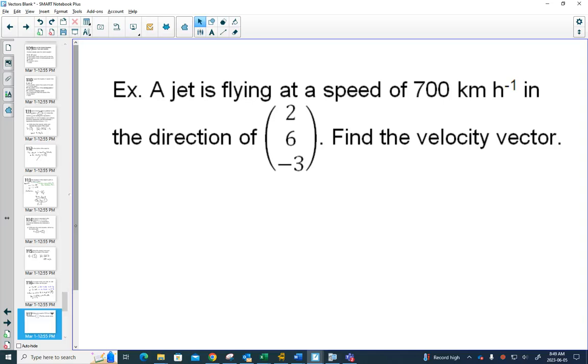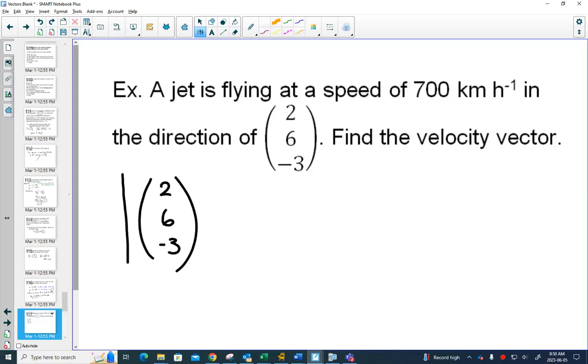Okay? Now, here's a jet flying at a speed of 700 kilometers in the direction of 2, 6, and -3. And we want to find the velocity vector. This is a direction vector, but it's not the velocity vector, because if we look at the length of 2, 6, and -3, what do we get? We get the square root of 4 plus 36 plus 9. We get 7. So the length of this vector is 7, and we want a vector in the same direction, but to have a length of 700.